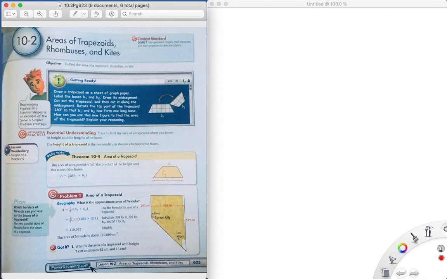Hello, everybody. Today we'll be talking about chapter 10, section 2. This one deals with areas of trapezoids, rhombuses, and kites. One of these equations I'm pretty sure you guys have seen before, and the one with rhombuses and kites is actually pretty straightforward.